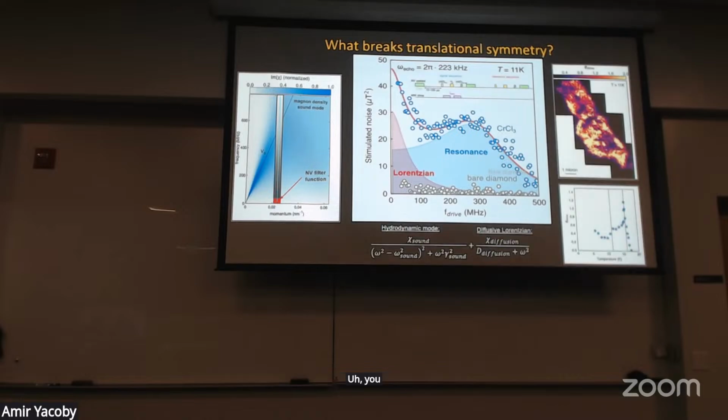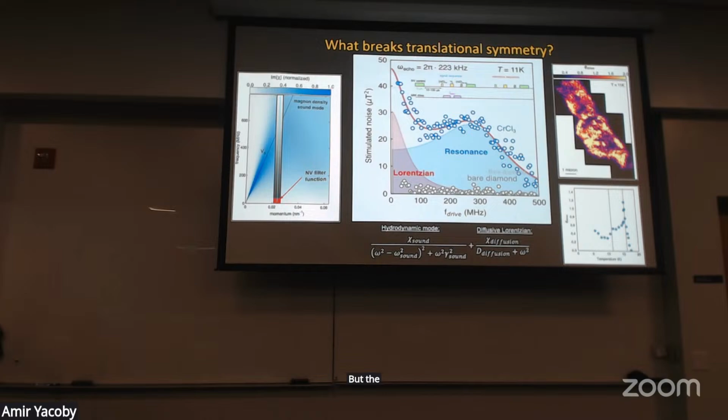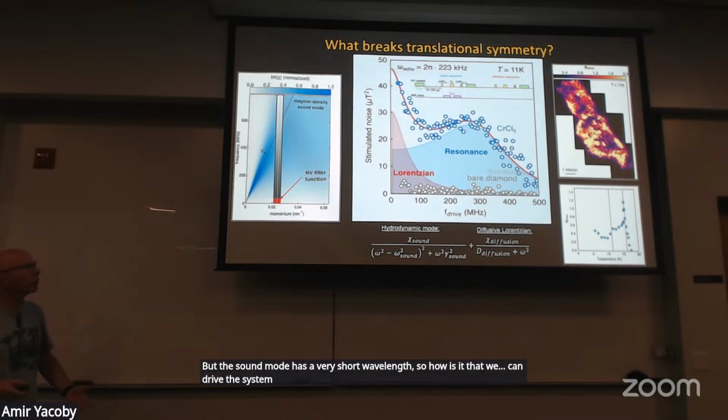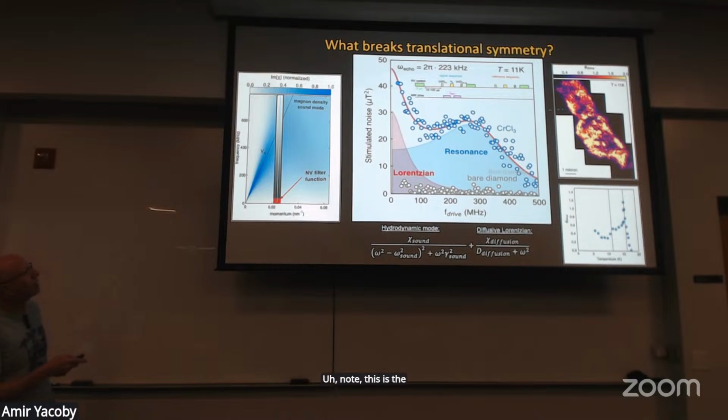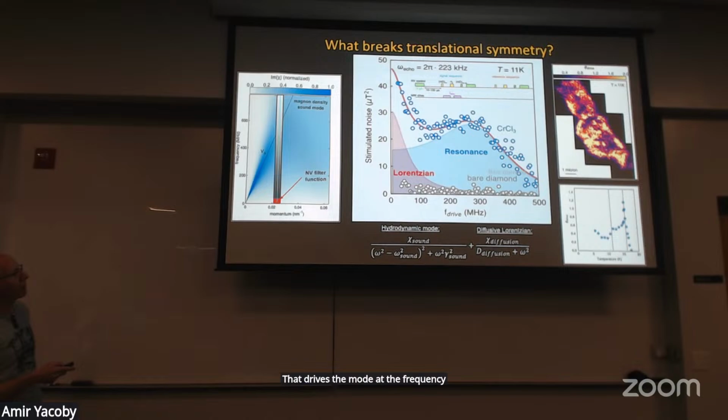You can also ask, how are we driving the system? Well, in fact, we're driving it with a uniform magnetic field, but the sound mode has a very short wavelength. So how is it that we can drive the system by a uniform magnetic field? Note, this is the strength of the response of our NV centers over the flake. And you see that the boundaries are highlighted. And what this means is that the boundaries are what break translational symmetry and drive the mode at the frequency that we're driving.